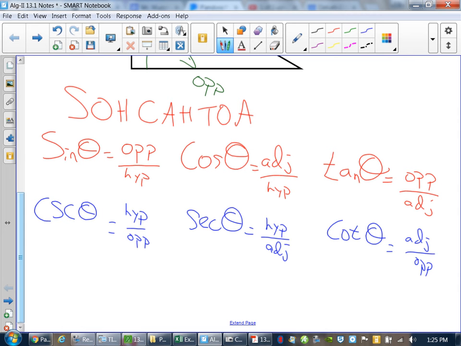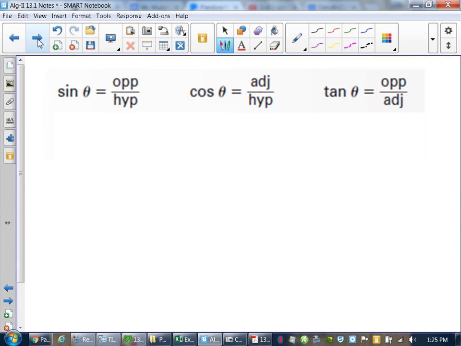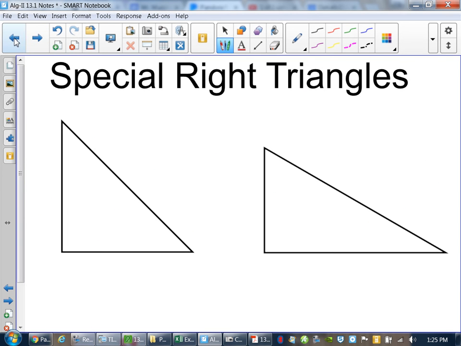That's why we show you guys in Algebra 2 inverse trig functions. Okay? Not so bad? We're getting there. Okay? Oh, I remember. Do you remember? Okay.